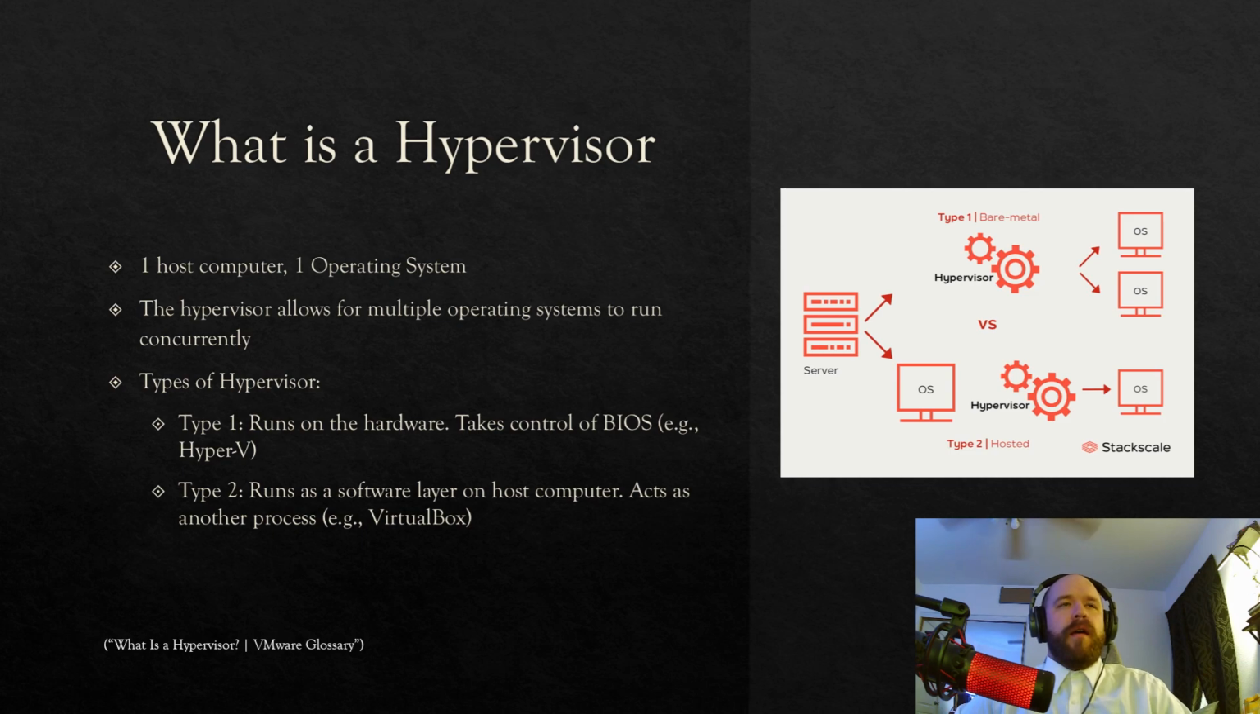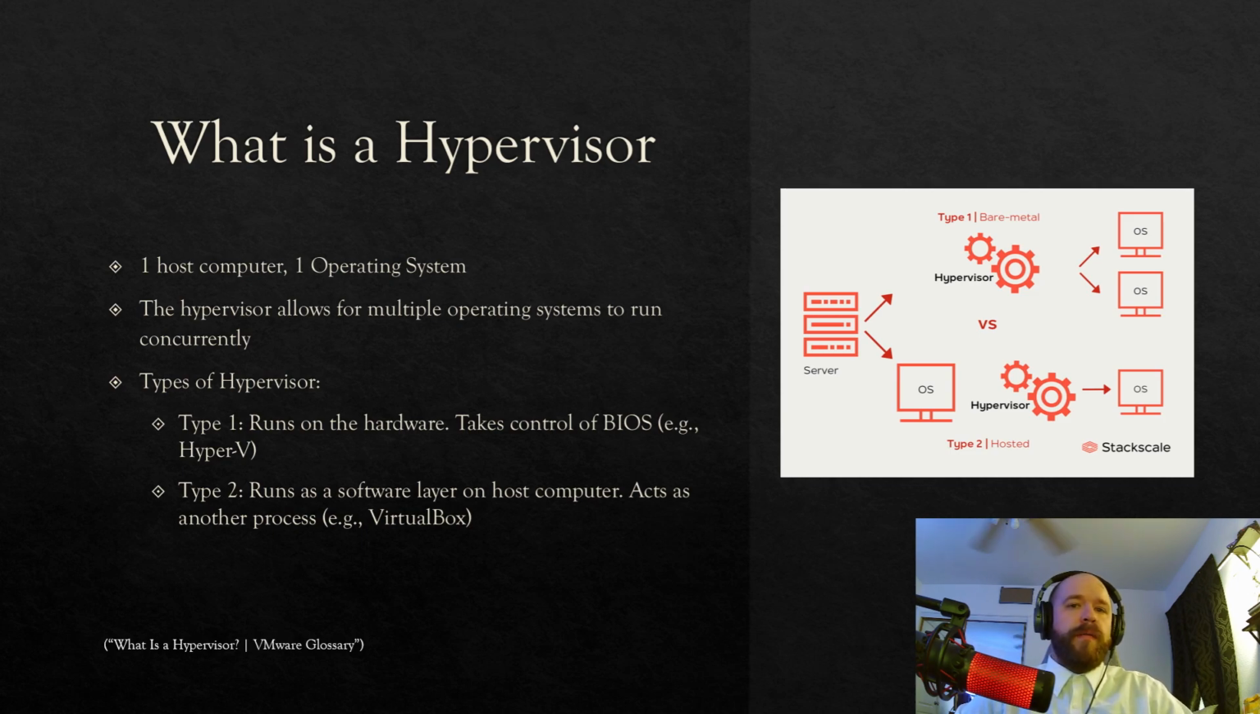Also known as a virtual machine monitor, or VMM, a hypervisor is a piece of software that allows multiple operating systems to run sort of concurrently by sharing all of the host computer's resources. The hypervisor does this by giving each operating system, or each virtual machine, its own share of the single host's resources.